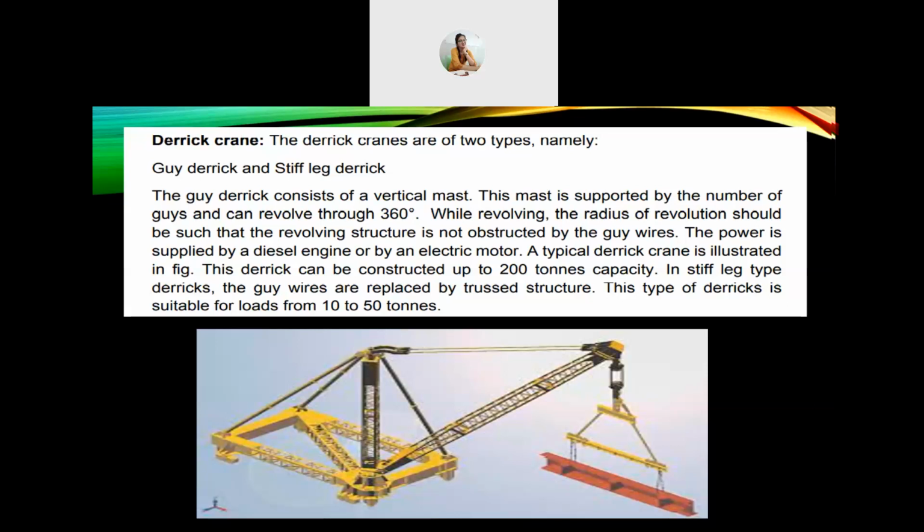A typical derrick crane is illustrated in the following figure. This derrick can be constructed up to 200 tons capacity. So in stiff leg type derricks, the guy wires are replaced by truss structure. This type of derricks is suitable for loads from 10 to 50 tons.